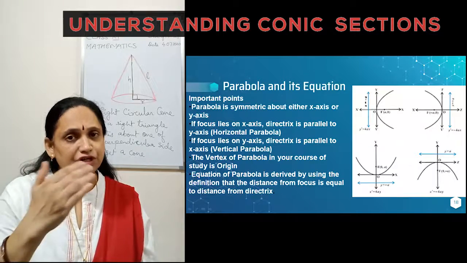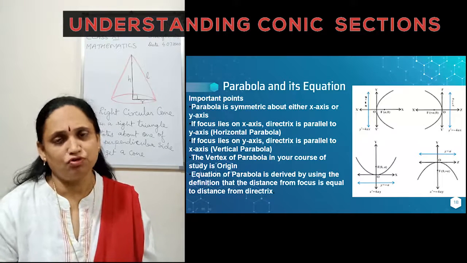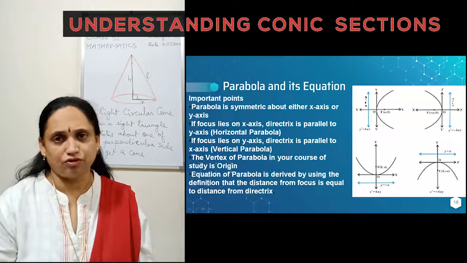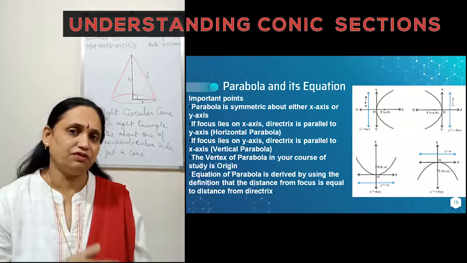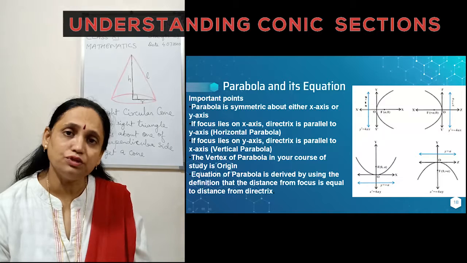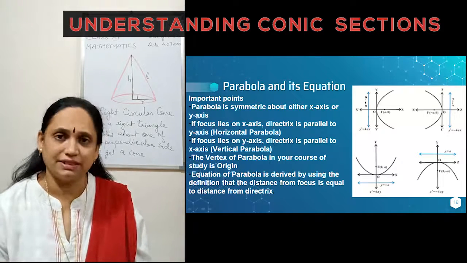Similarly, if we shift this parabola to a vertical parabola and place it symmetric about the y-axis with the vertex at the origin, we get the focus as (0, a), and the directrix will be parallel to the x-axis, and it would be y equal to minus a.